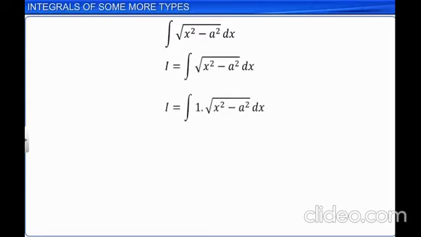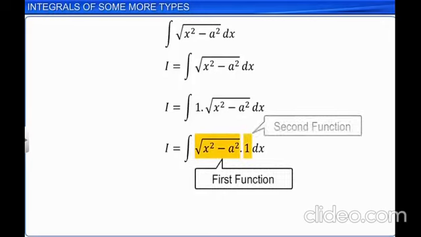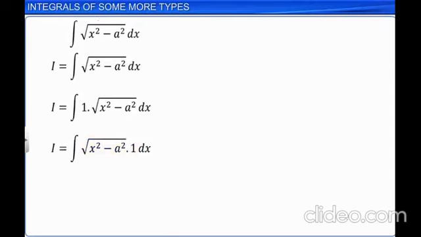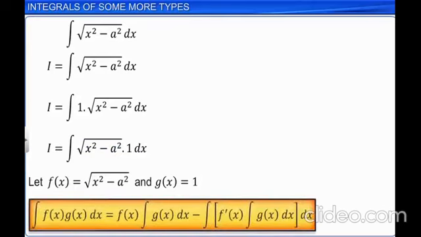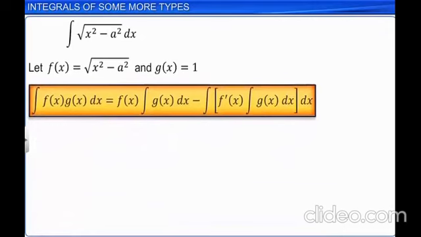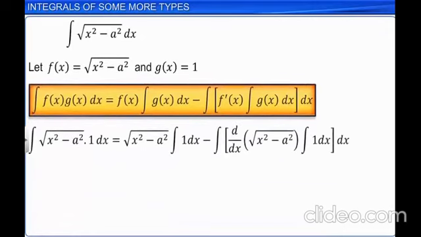We will evaluate this integral by the method of integration by parts. Since we require two functions to use this method, we multiply the integrand by 1. Now, we perform the integration by taking the algebraic function square root of x square minus a square as the first function and 1 as the second function. Let f of x denote the first function and g of x denote the second. We call the method of integration by parts that is used to find the integral of the product of two functions. Using this formula, integral of square root of x square minus a square dx can be written as shown.